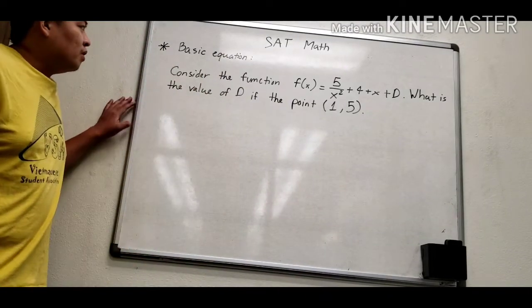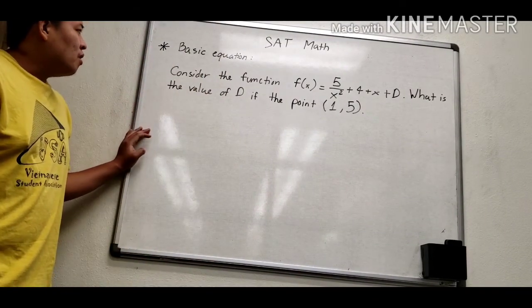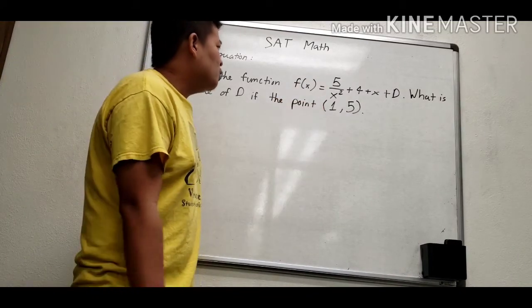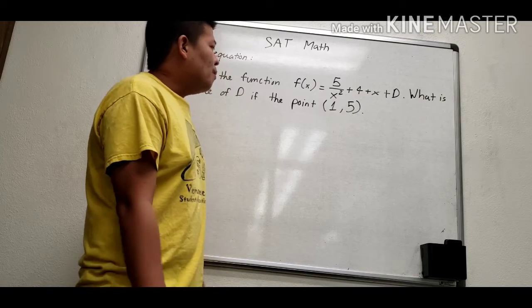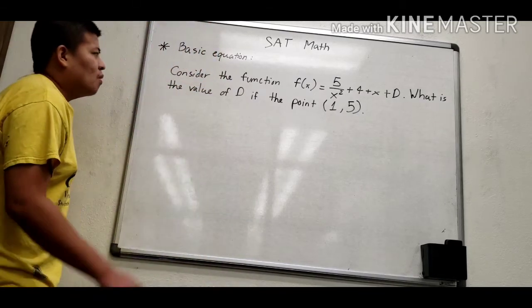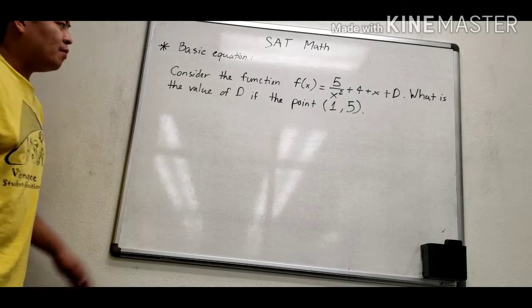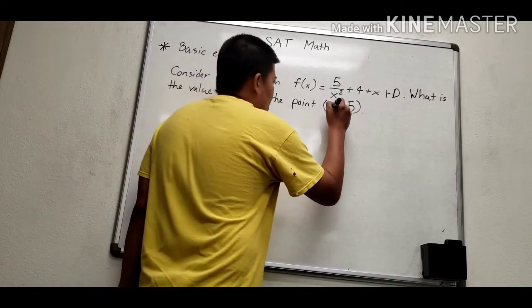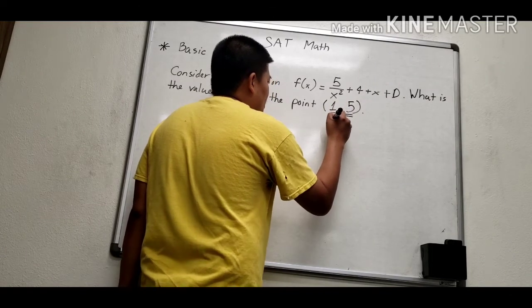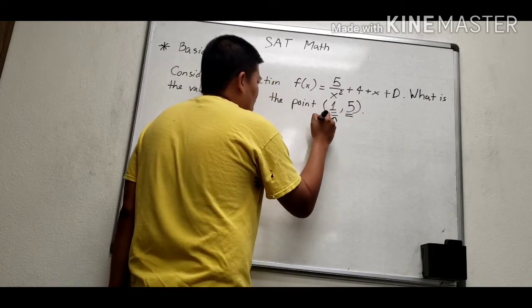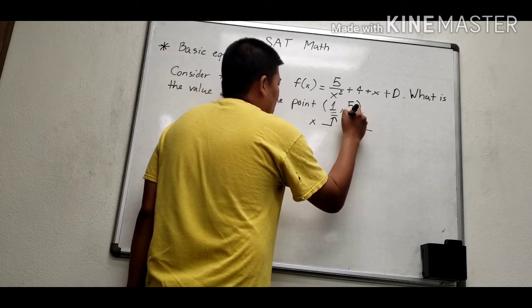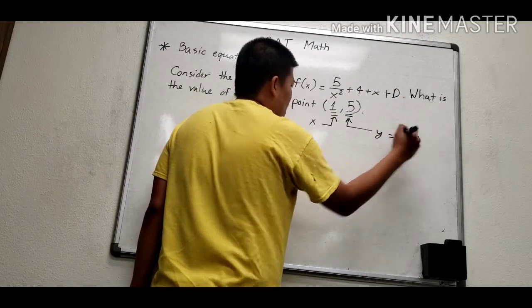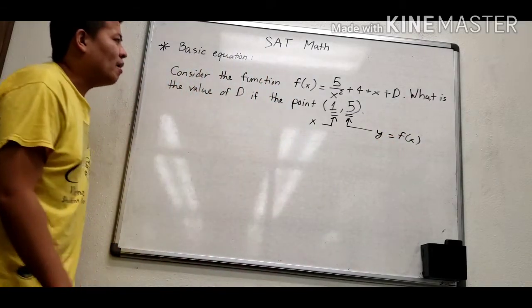So the next function, consider the function f(x). We have 5 over s power 2 plus 4 plus s plus d. What is the value of d if the point is 1 and 5? We know that in here, the point number 1 is about x, point number 5 is about y, or maybe x is 2. That's the same. You should remember about that.